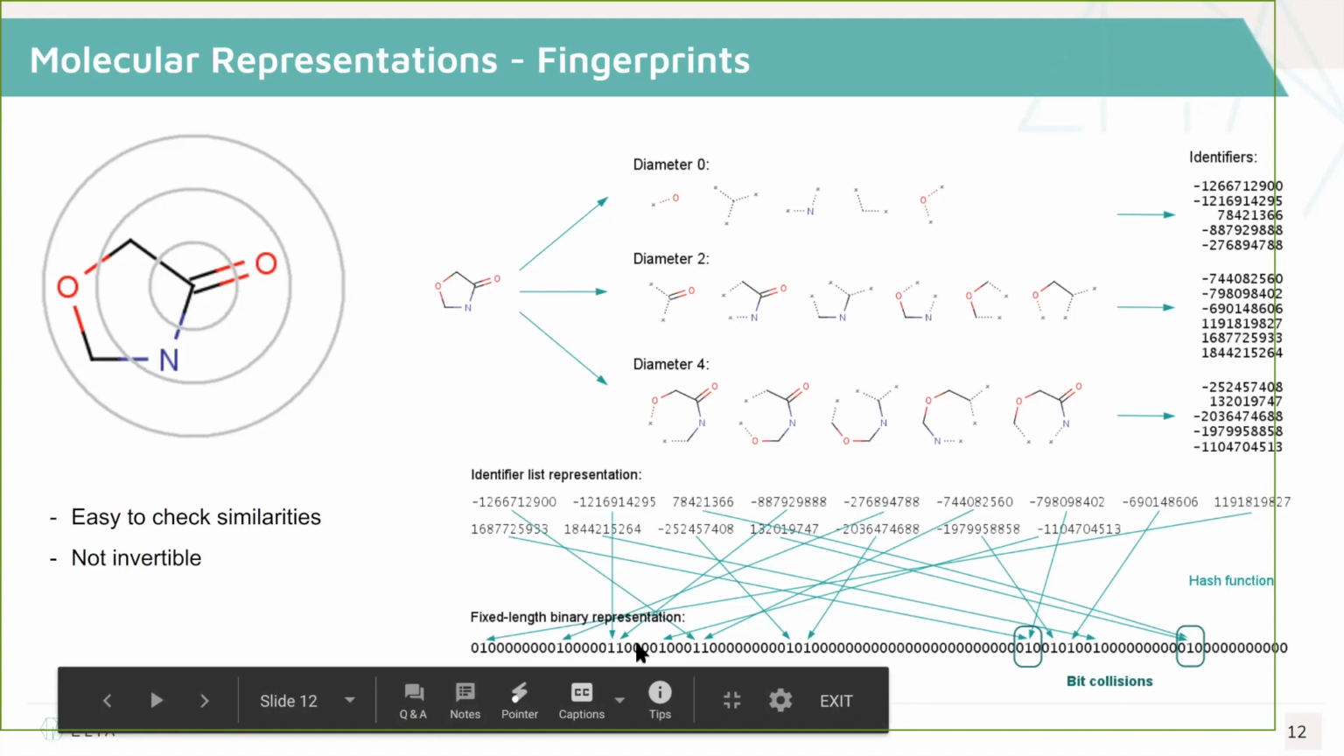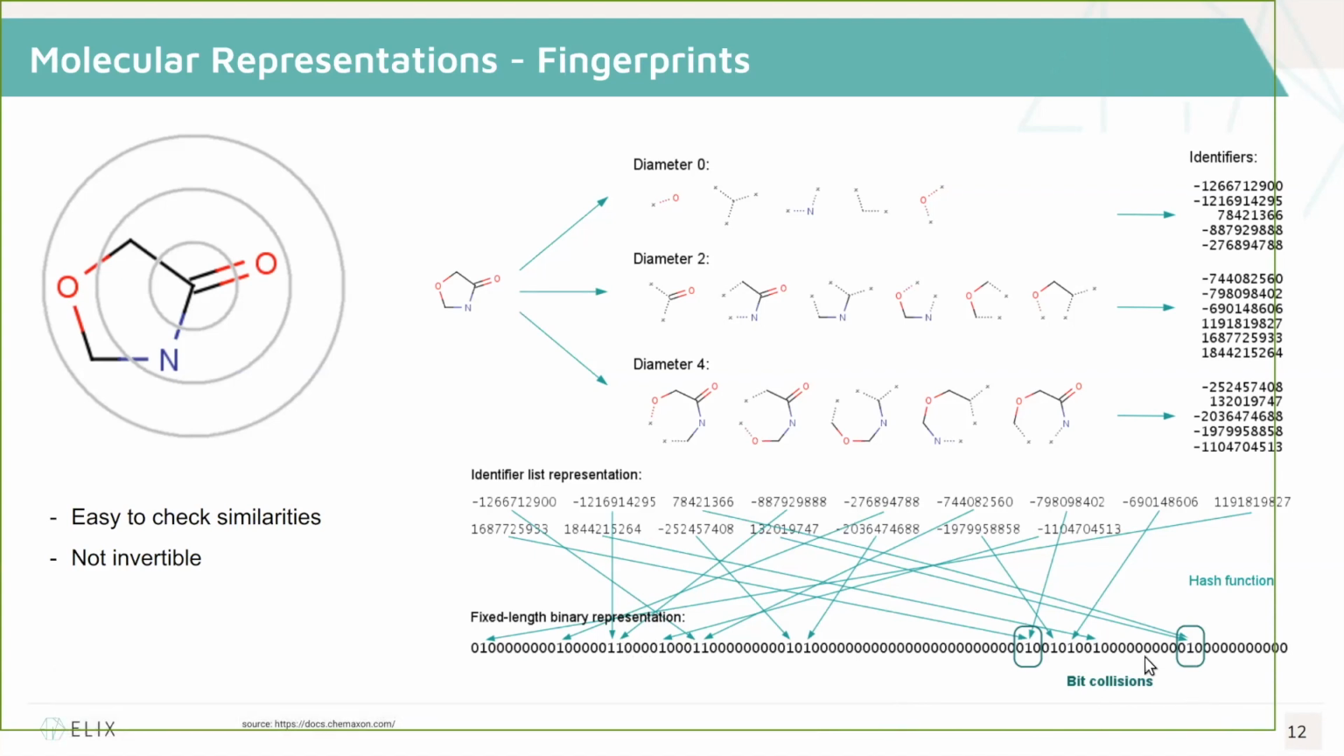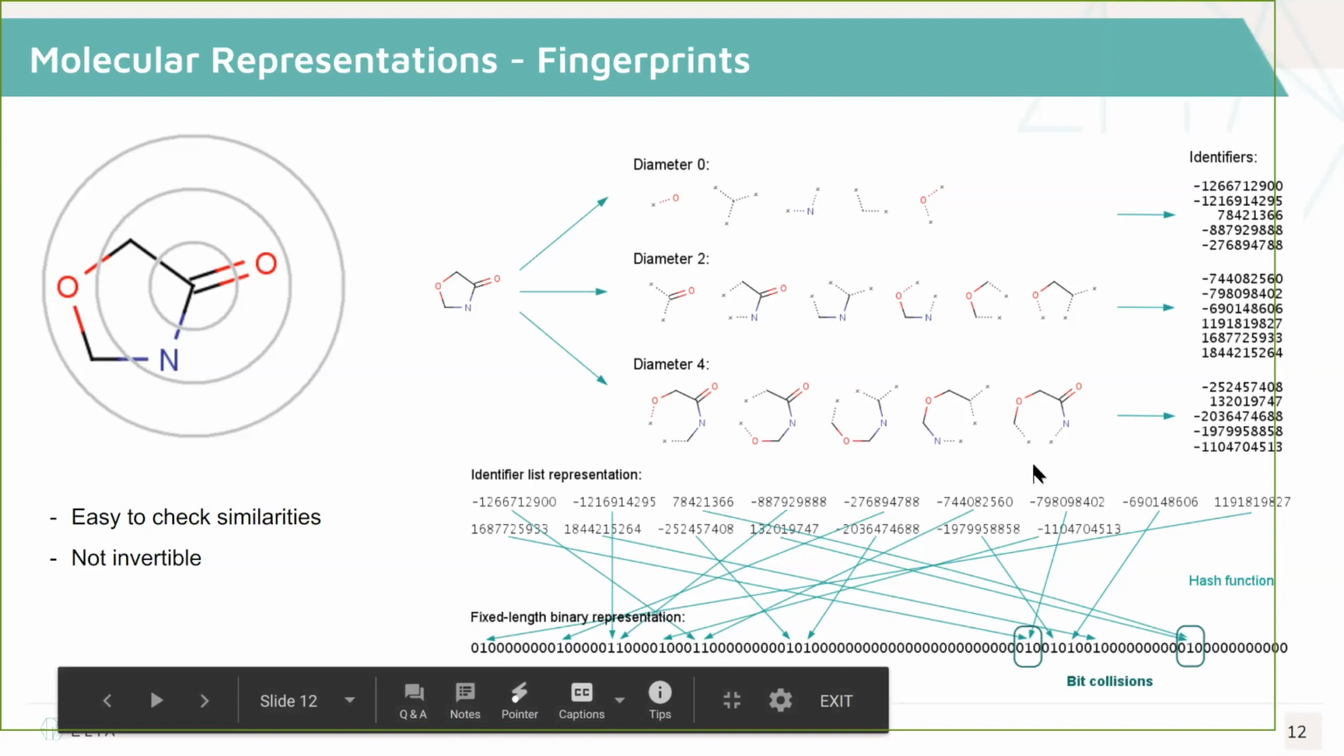But on the other hand, this representation is very friendly in terms of building models. Each bit represents either the presence or the absence of one of the subgraphs, so this string can be fed to a simple linear function, support vector machines, random forests, you name it. It's very easy to train a simple model with it.